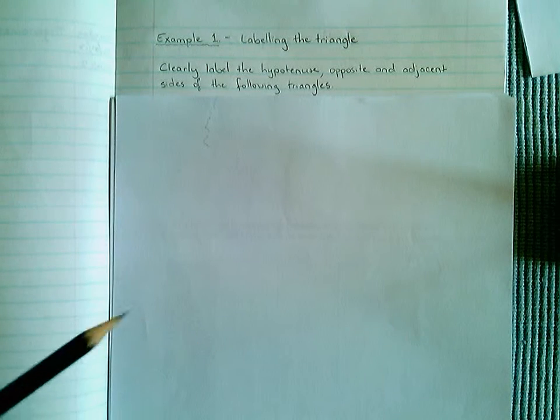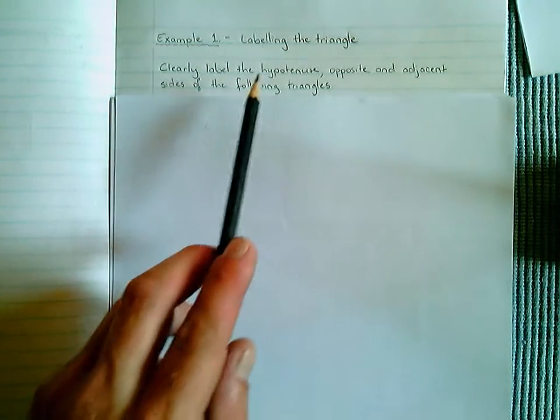Alright, in this video we are going to discuss and go through the method for labeling a triangle with regards to setting it up for trigonometric calculations. This is appertaining to trigonometry rather than Pythagoras. So, example 1, labeling the triangle. Clearly label the hypotenuse, opposite and adjacent sides of the following triangles.